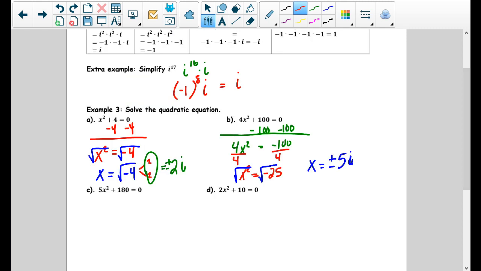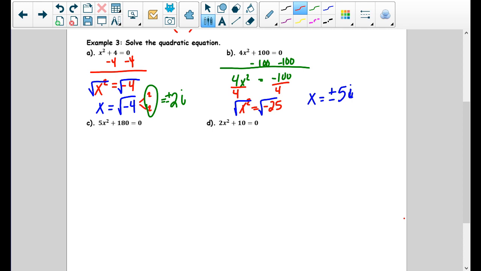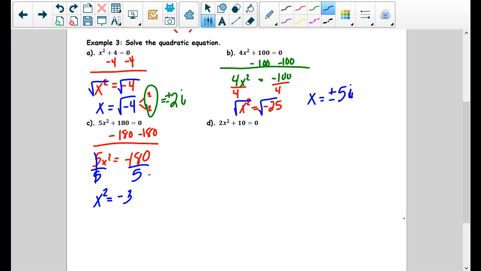First step in letter C. What do we do first here in letter C? Minus 180. So 5x squared equals negative 180. And then what? Divide by 5. So 180 divided by 5 is negative 36.